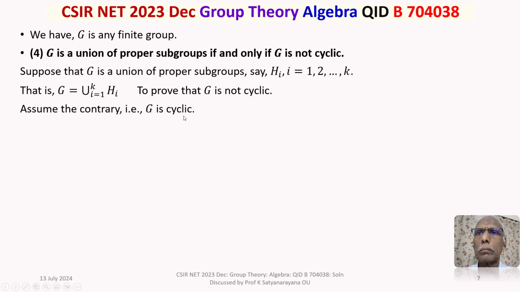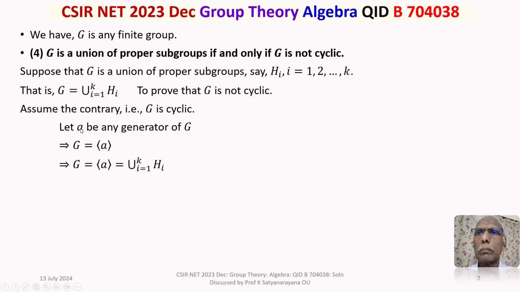Assume the contrary. That is, you are assuming the opposite of G is not cyclic. That is, G is cyclic. When G is cyclic, it is generated by a single element. Let that element be a. Let a be any generator of G. Then G is the cyclic subgroup generated by a, which is the whole of G, that is, angle bracket a. But G is equal to the union of Hi. Therefore, G is equal to angle bracket a, which is equal to the union of Hi.